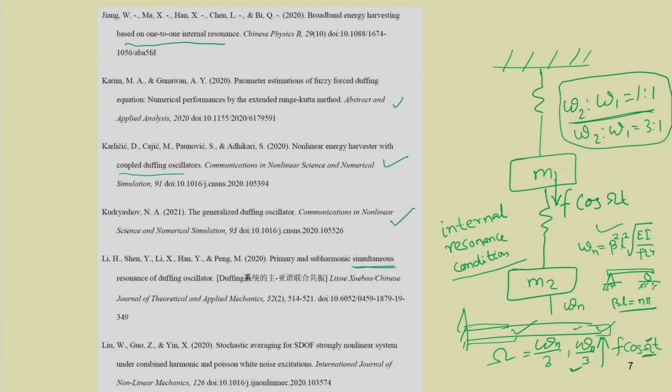Similarly, one can apply stochastic types of forcing. In stochastic forcing, one may apply stochastic averaging for a single degree of freedom strongly nonlinear system under combined harmonic and Poisson white noise excitation. This is discussed in this paper.